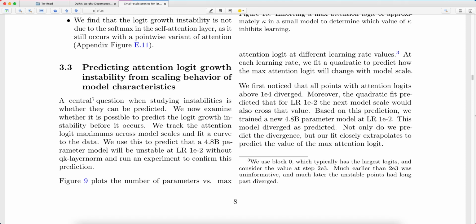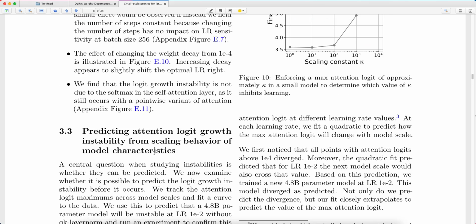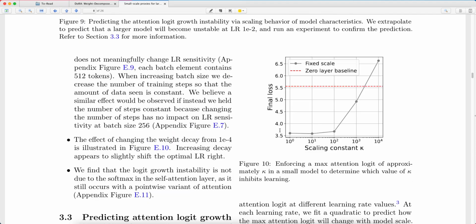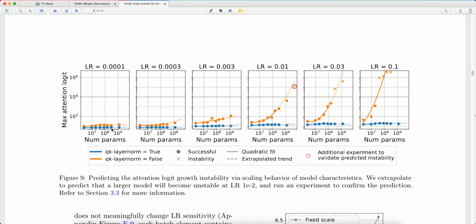We track the attention logit maximums across model scales and fit a curve to the data. We use this to predict that a 4.8 billion parameter model will be unstable at learning rate 1e-2 without qk-layernorm, and run an experiment to confirm this prediction. Figure 9 plots number of parameters versus max attention logit at different learning rate values. So that's figure 9. Max attention logit, number of parameters, qk-layernorm, and I think this is their target that they were correct for. Additional experiment to validate predicted instability. Yeah, so their experiment was on the line.